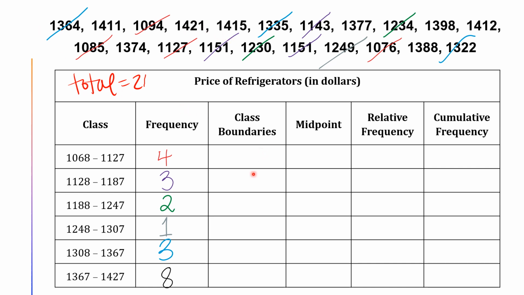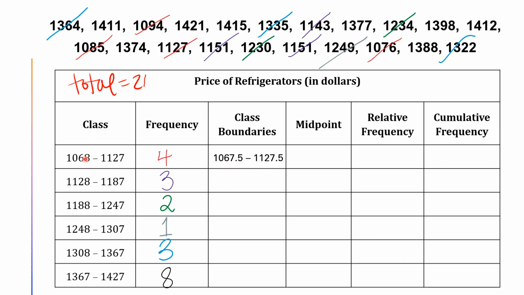All right, now let's do our class boundaries. On class boundaries, we're going to go either direction, a little bit lower. So what would be the lower class boundary? What would be the upper class boundary? So let's first figure out what's the halfway point. What's the halfway point between 1127 and 1128? Of course, that's going to be 1127.5. All right, so we're going to do the same thing on the lower end. We're going to subtract 0.5. So 1068 minus 0.5, that's going to be 1067.5 to 1127.5.